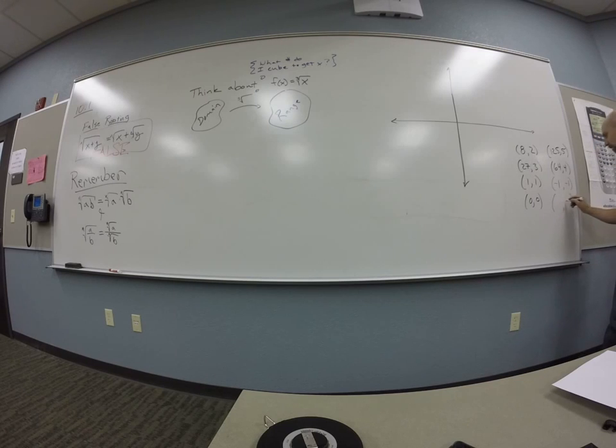How about if I put in, let's see, the cube root of -8? It's -2. So what's the point that goes with it? -8, -2. Because -2 cubed is -8, right?